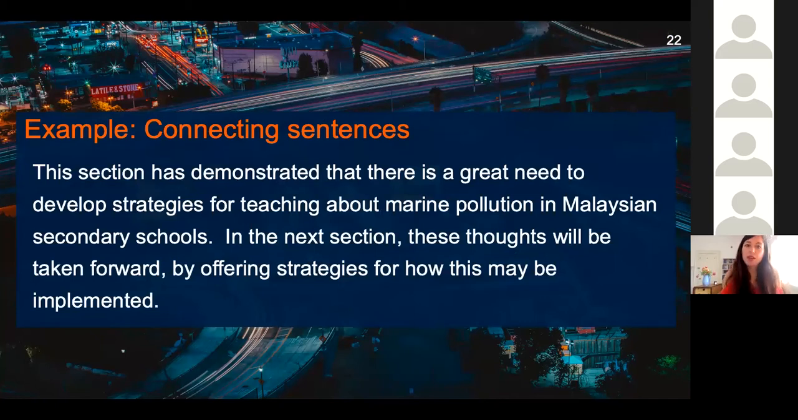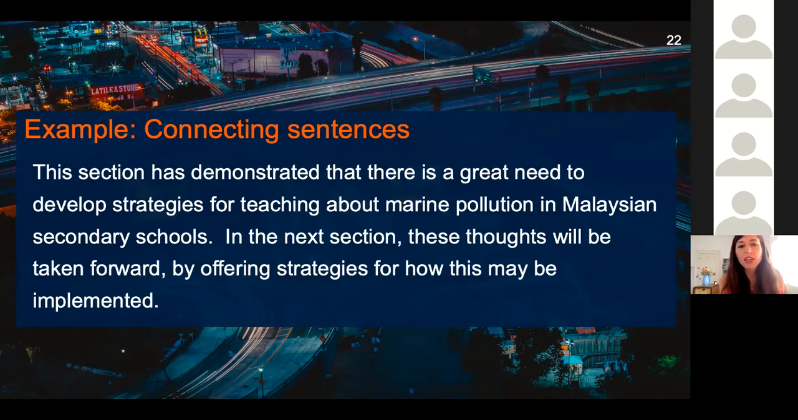This is an example I have here of connecting sentences. It's quite a simple example, but you'll see what I'm talking about here. So say this comes at the end of a section on your topic about marine pollution in Malaysian secondary schools. You could write something like, this section has demonstrated that there is a great need to develop strategies for teaching about marine pollution in Malaysian secondary schools. In the next section, these thoughts will be taken forward by offering strategies for how this may be implemented.